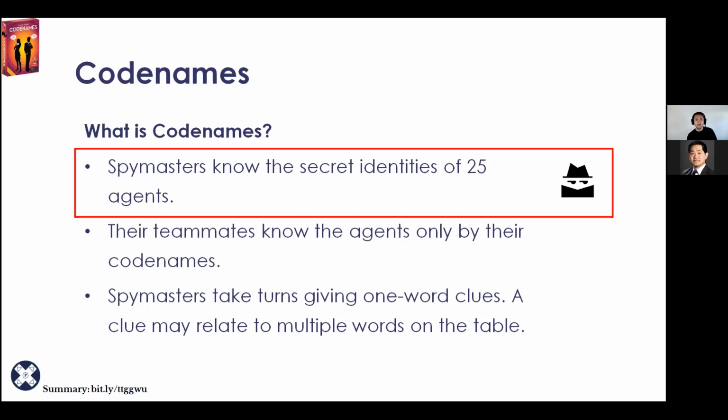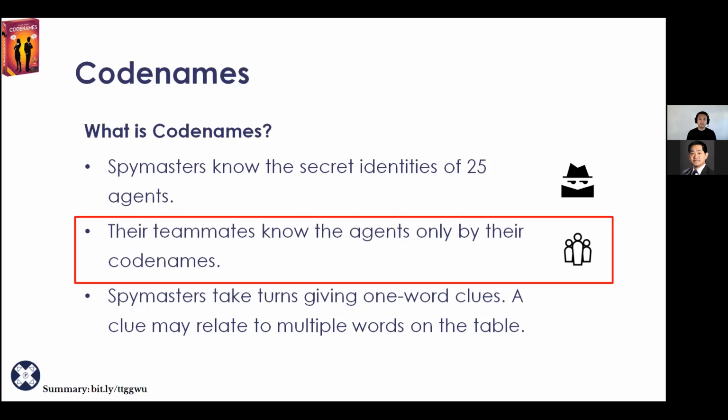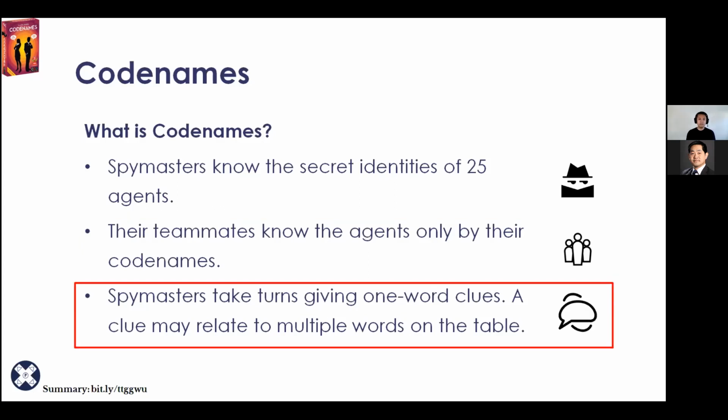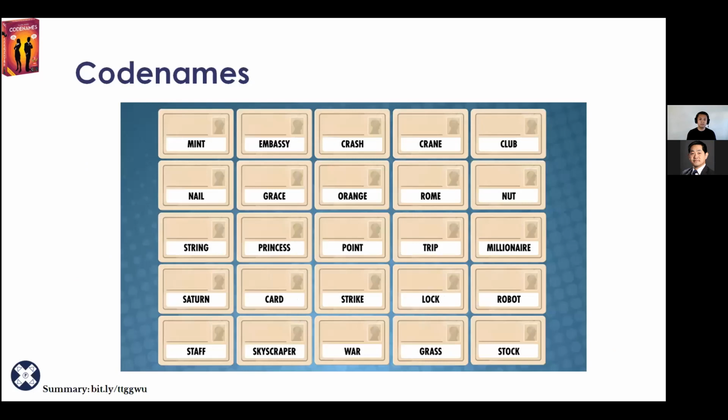The individual code names on the board are what we call 25 different agents. Your teammates only know their agents by their code names, which are the actual names on the cards on the board. However, you as the spy master know which of those agents are on your team, blue or red, and which are on the other team. Spy masters take turns giving one-word clues to one or multiple cards on the table. Those cards represent agents that you're trying to get your teammates to guess.